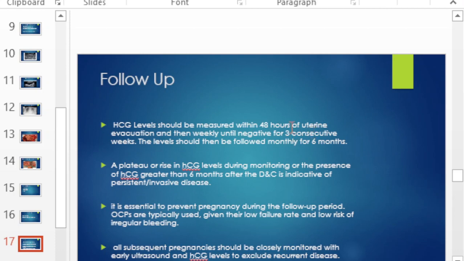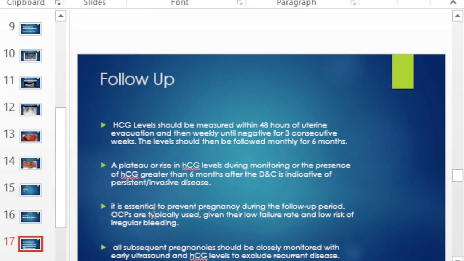Follow-up of these cases is very important, because some molar pregnancies may end up becoming malignancies. So you need to follow up, so that you catch the malignancy early and start treatment. So the follow-up will consist of, after you've done your evacuation, at 48 hours, you do your beta HCG, then weekly for 3 consecutive weeks. Then after that, you do it every month for 6 months. If your beta HCG remains the same or it starts going up, then there could be a problem. You could be having an invasive mole or a persistent mole.